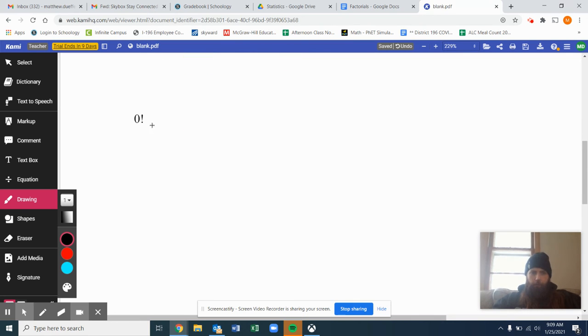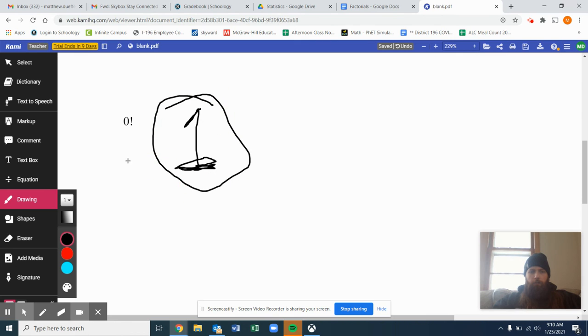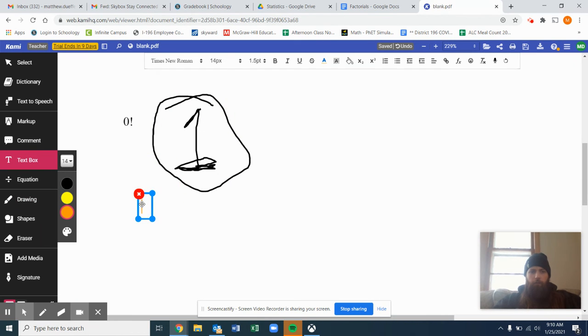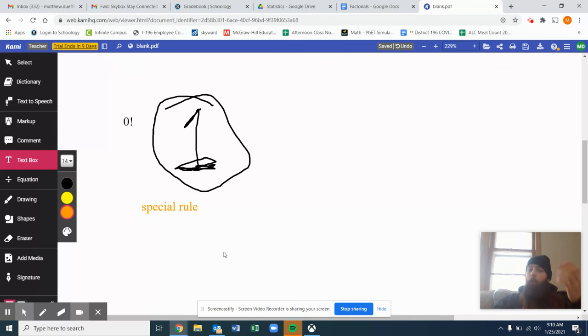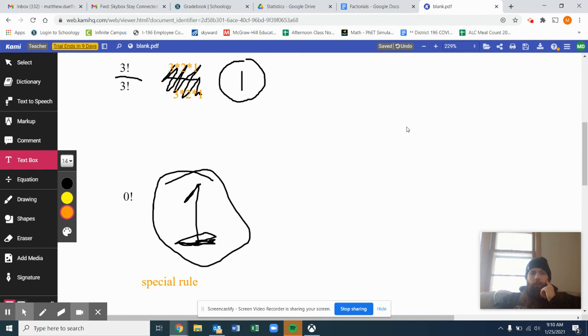Speaking of 0, our last one is if I ever ask you what 0 factorial is, your answer will always be 1. This is a special rule for factorials. If you're interested in figuring out why this is a thing, feel free to ask, but otherwise you just need to know that 0 factorial is always equal to 1. So it should go pretty quick.